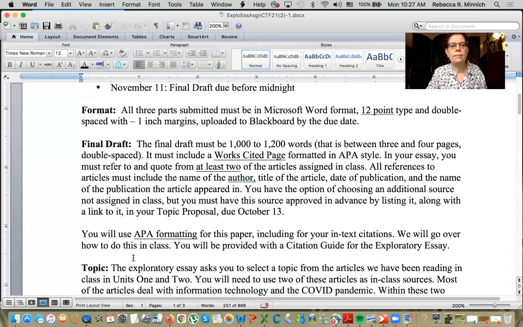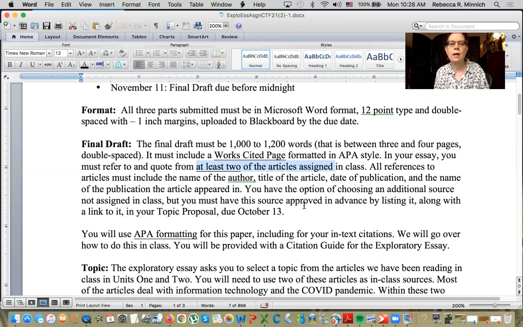Now the guidelines here, you will need 2 in-class sources. So the articles that we're reading this week, the articles we read last week, all of them are forming a pool of potential sources that you can use in your essay. So in addition to working with them in discussion board posts and writing exercises, you will also be using them as sources in your essay, okay? So you'll get very familiar with these articles.